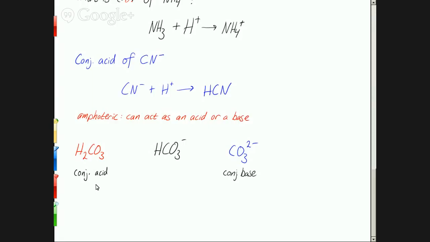So we can also talk about these relationships in terms of in between these things. So H2CO3 is the conjugate acid of HCO3-, but HCO3- is actually the conjugate acid of carbonate, right? Because carbonate plus an H+ gets you this. So this is the conjugate acid of this. Similarly, this is the conjugate base of this. This is the conjugate base of this. Right? So we add or subtract those H pluses, and we get the conjugate acids or bases. All right.